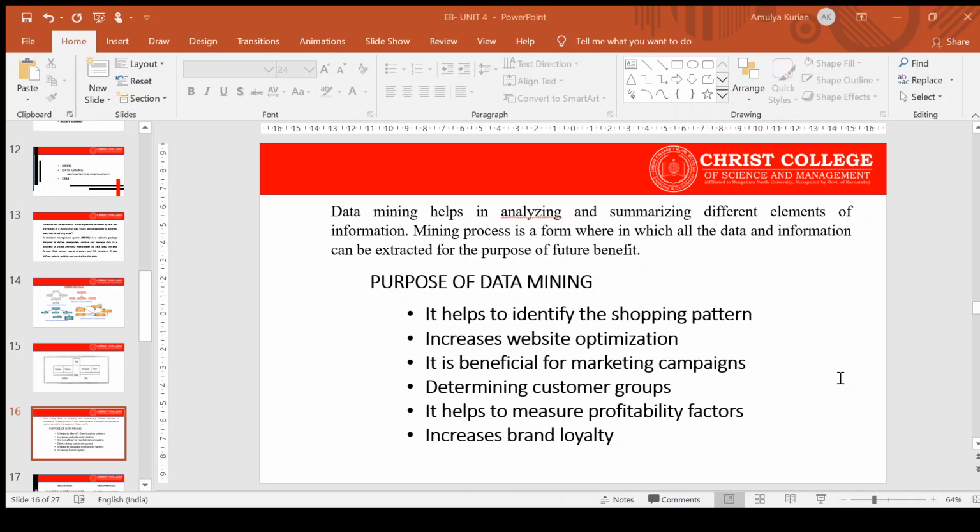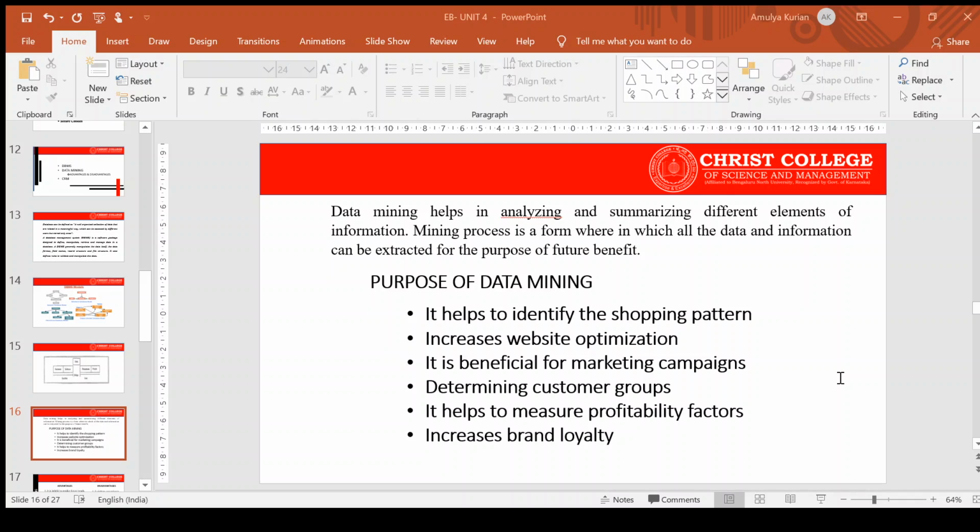Data mining helps to discover all sorts of information about the unknown elements, and adding to that, data mining helps to increase website optimization. How it can be used, how it can be made more effective, that is what can be done using data mining. The third one is it is beneficial for marketing campaigns, because it helps to identify the customer response over a certain product available in the market.